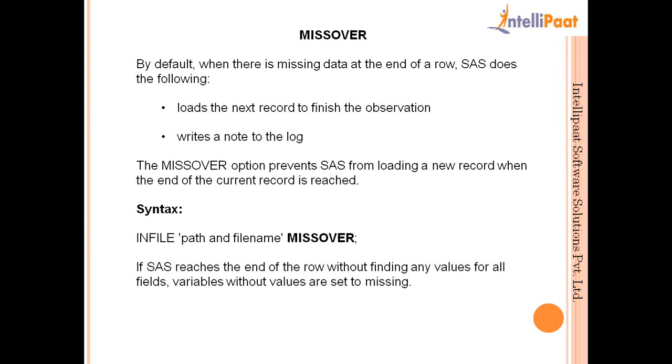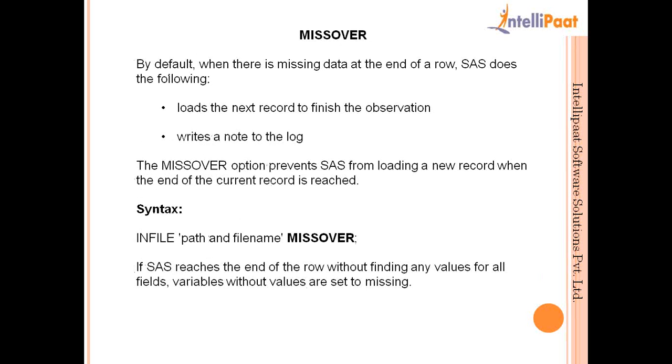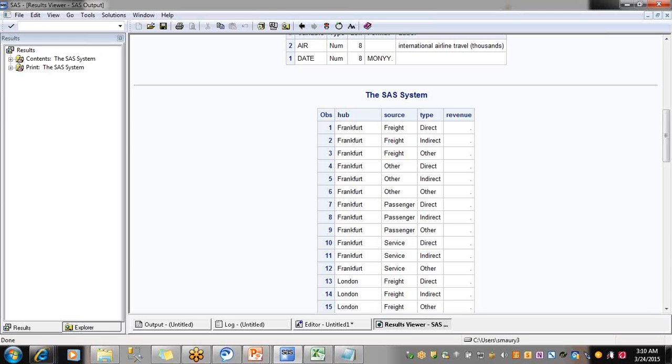Okay, so this is exactly what happens in case of MISSOVER. In the INFILE statement, the option is MISSOVER. If SAS reaches the end of the row without finding any value for all fields, variables without the values are set to missing. What happens in the backend, right? This is exactly what we were talking about. But let's take an example of MISSOVER first.